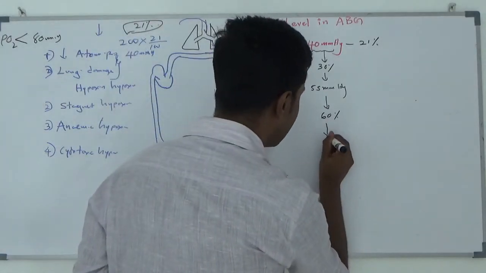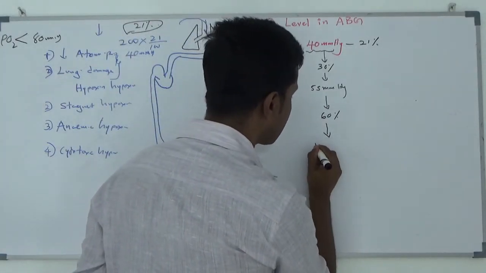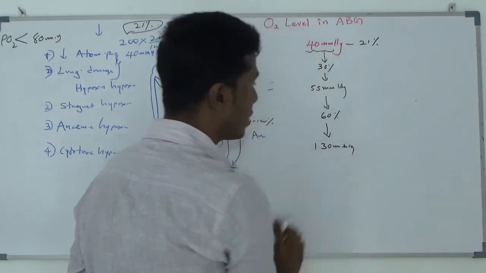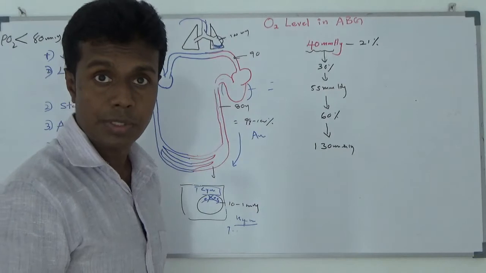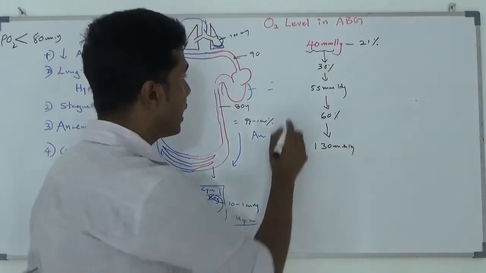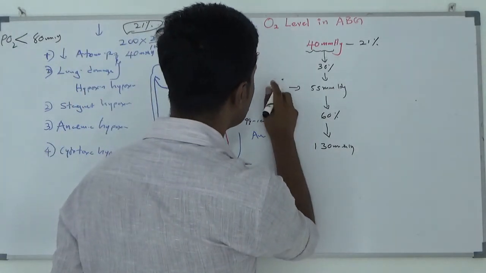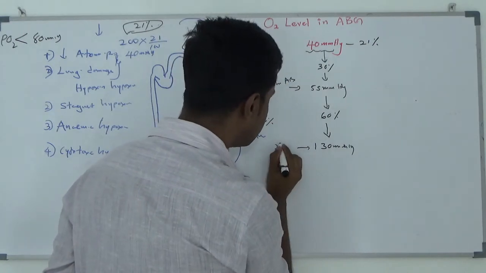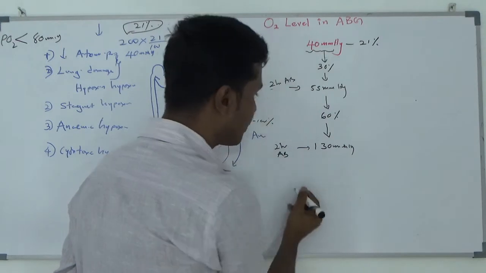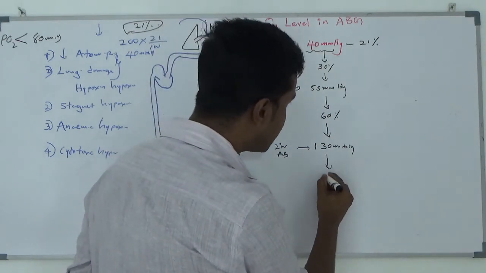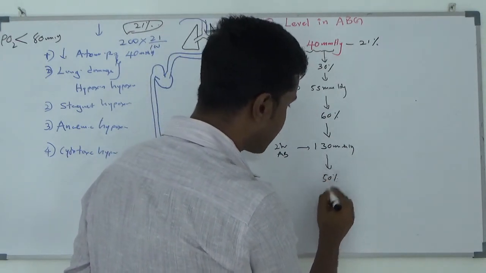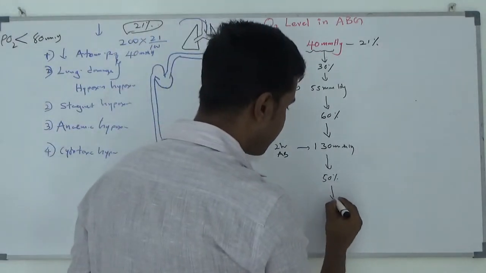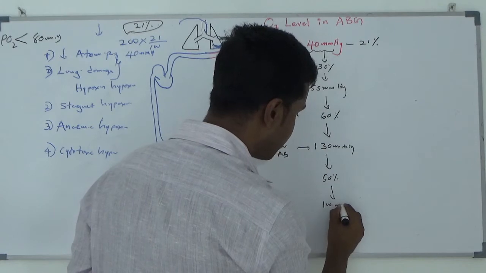Then I found a value of 130 millimeter mercury partial pressure of oxygen in blood. I repeat the ABG here, 2 hour ABG. Then I reduced to 50%. After about 2 hours, I repeat the ABG. I found a value of 100 millimeter mercury.